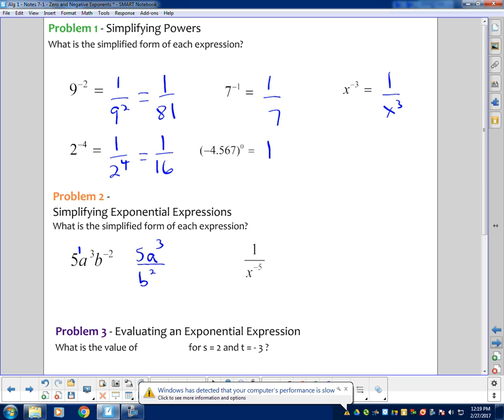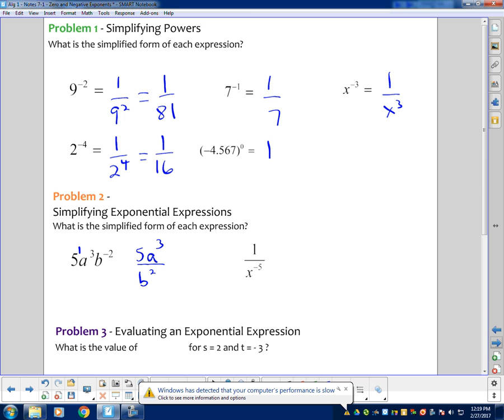That's it. Simplified exponential expression in algebra means no 0 powers and no negative powers in your answer. Do you see any 0 powers in my answer? No. Do you see any negative powers? No. Okay, but here we do have one.